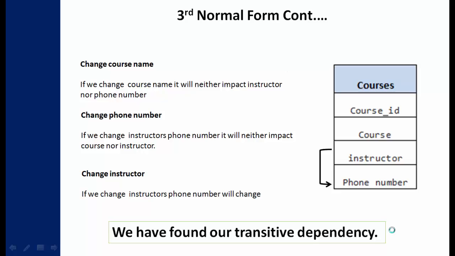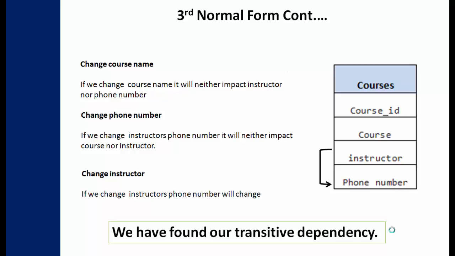Let's see. We have a courses table with us. Let's check what would happen when we make some changes in the value of non-key columns, which are instructors, courses or phone number. If we change course name, it will impact neither instructor nor phone number, because one instructor can teach multiple courses. And if we change the instructor's phone number, it will impact neither course nor instructor, because one instructor can have multiple numbers. But if we change instructor, phone number would automatically change.